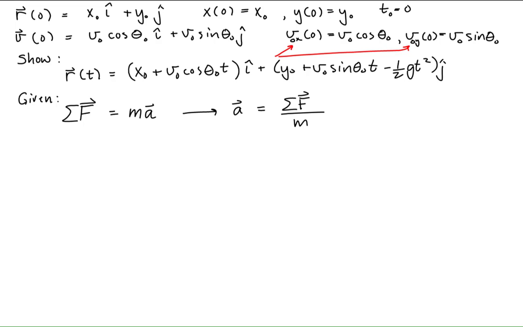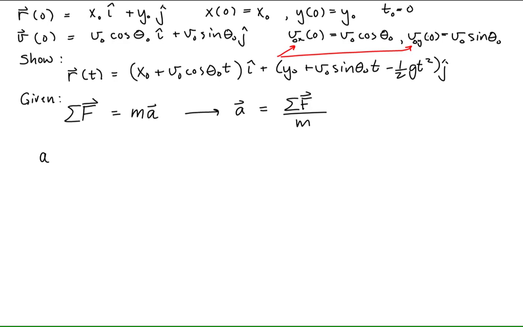How this helps us is we know what the acceleration of an object is defined as. It's defined as the time derivative of velocity. So what this means is if we know an object's acceleration, we could integrate in order to determine an expression for its velocity.